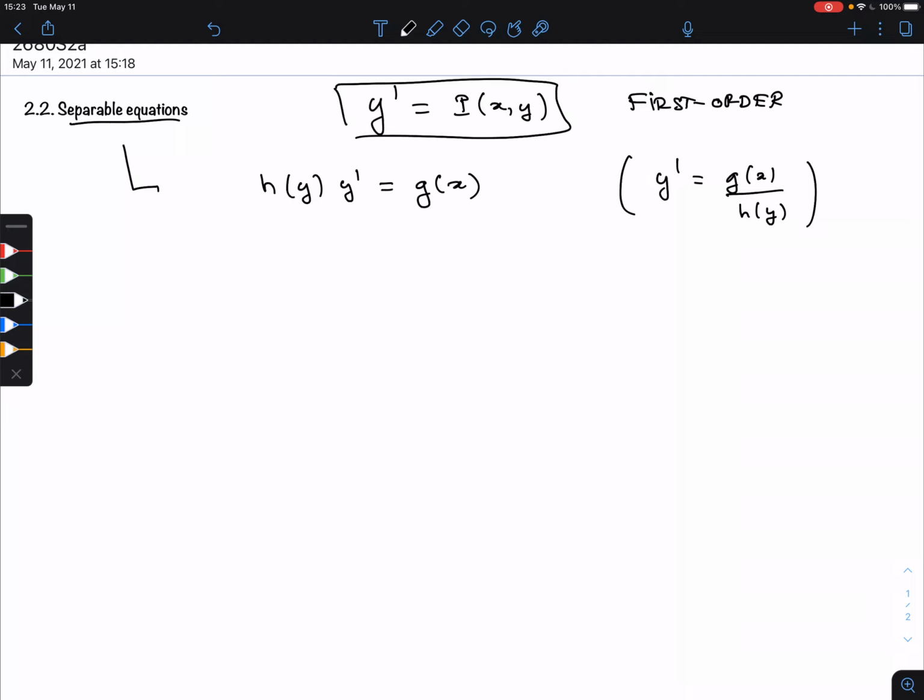Now, what makes it special is this only depends on y, and this only on x. There are no y's on the right hand side, no x's on the left hand side. That is what we mean by separable. We separated the variables. So the process is called separating the variables, which is something we will talk about in the next video as well.